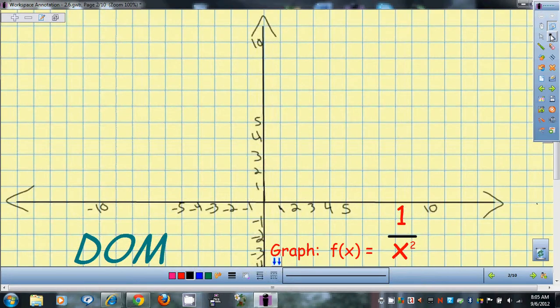So, I'm assuming if you graphed this, you did an XY chart. Who can tell me what this looks like?